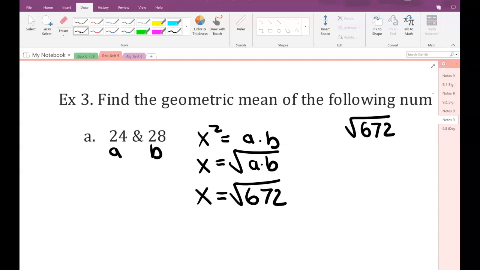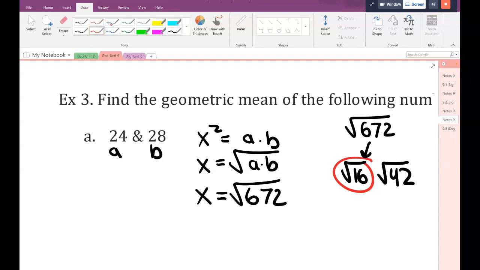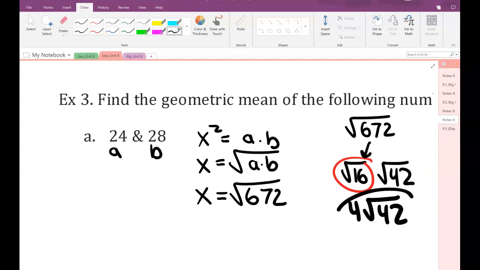So the square root of 672 we could take by taking the square root of 16 times the square root of 42. And then this number simplifies because it's a perfect square. So this would be 4 square root of 42. That is our geometric mean. 4 square root 42. So pretty simple process. Take the square root of a times b and simplify it if you can.